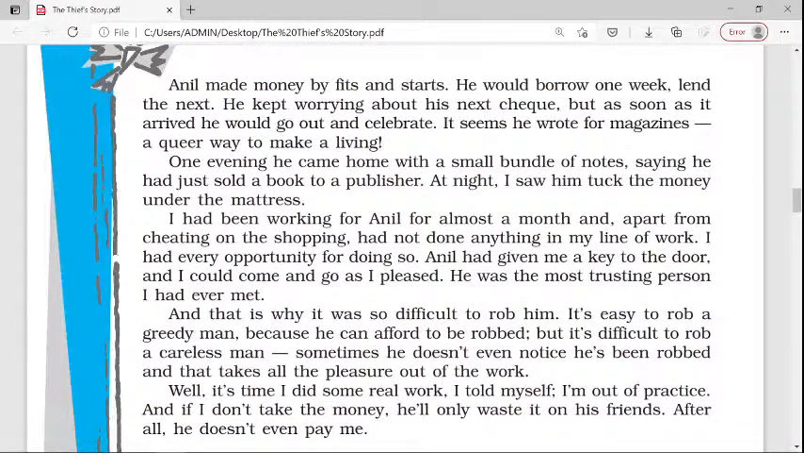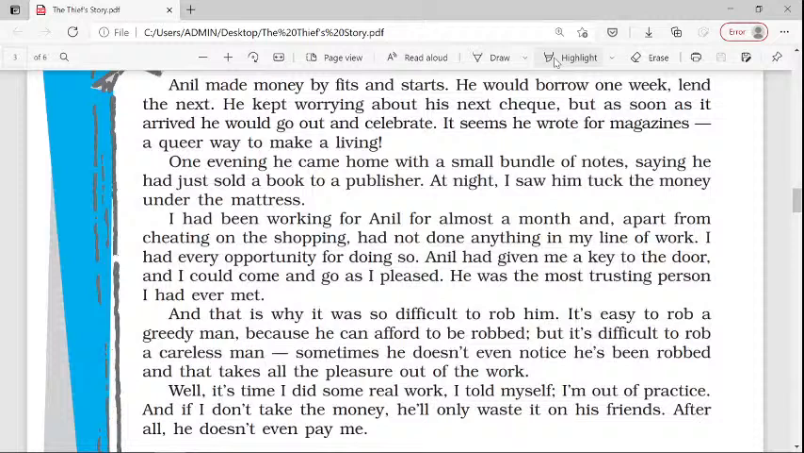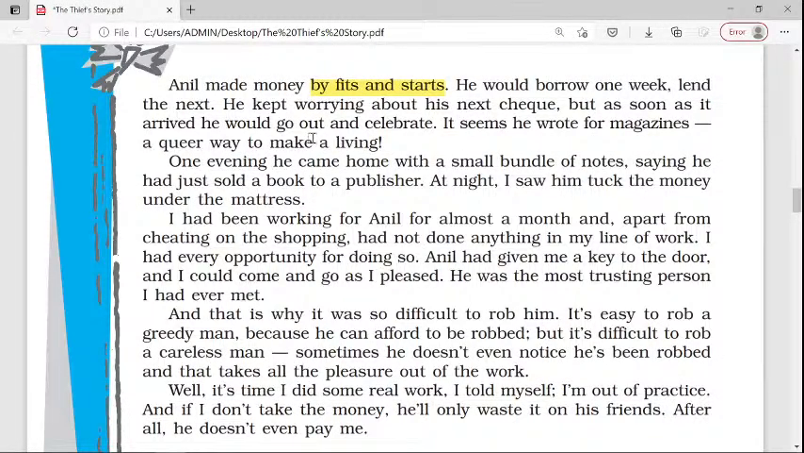Anil made money by fits and starts. So dear students, what does fits and starts mean? Fits and starts means irregularly. Okay, Anil made money irregularly. He would borrow one week, lend the next. Anil was a writer, of course, but he was not a very professional writer, so his earning was not very regular. That is why it is said that Anil made money by fits and starts. He would borrow one week, lend the next, right? So one week he would borrow money from someone, and another week he would lend. It means that his earning was very irregular. Sometimes it was more, sometimes it was less.